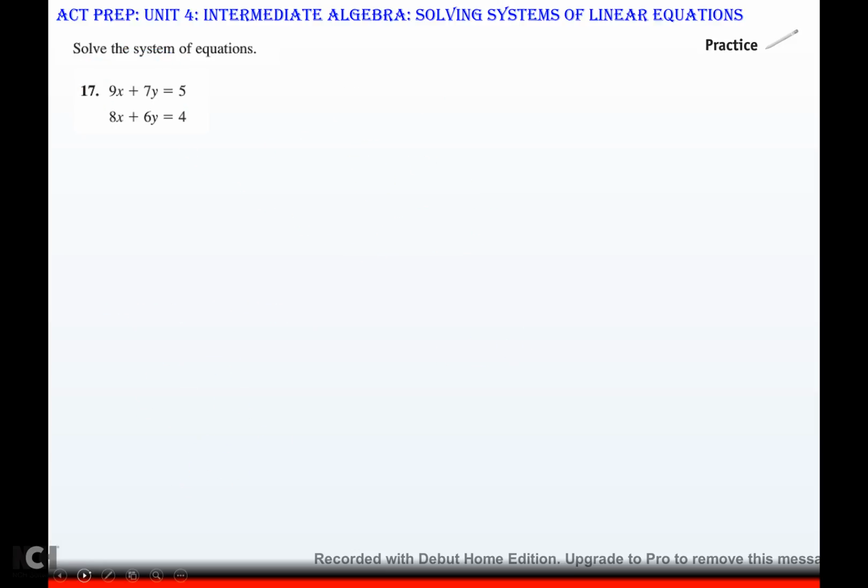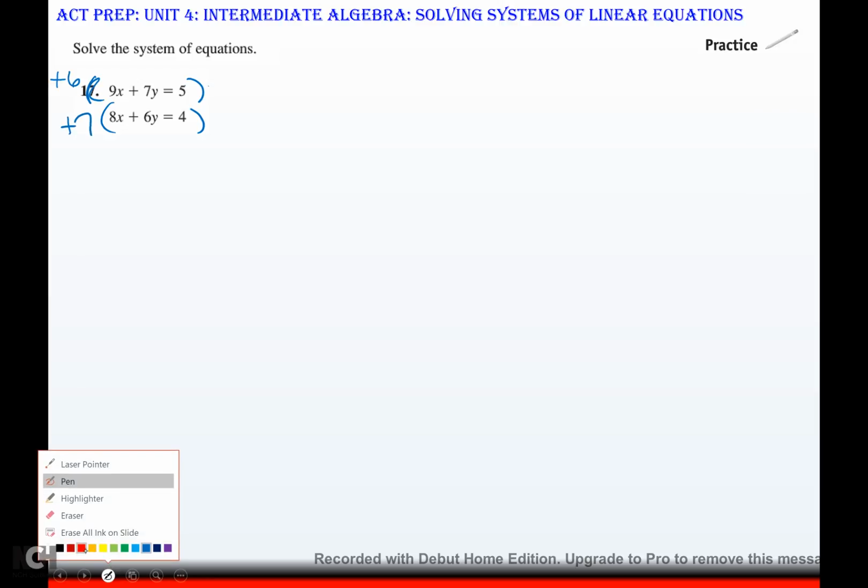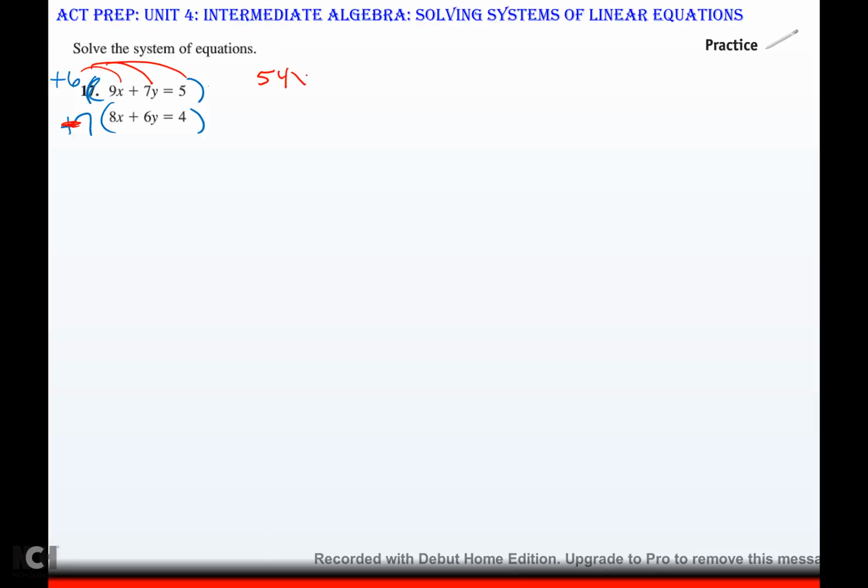Okay, so same on this one. Nothing is going to be eliminated right away. So I got to multiply the top by the bottom and the bottom by the top. I'm going to eliminate the y's. So positive 6 would go up. Positive 7 would come down. And they came out the same, so I need to make one negative. So on top, distribute the 6, I get 54x plus 42y equals 30.